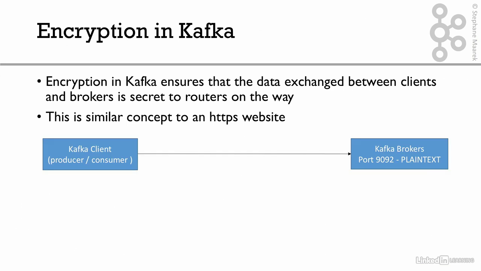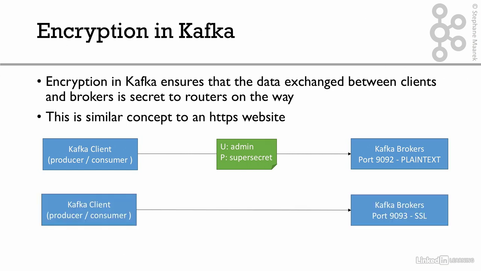So in Kafka, this is what it looks like. We have a Kafka client, a producer or consumer, and it talks to a Kafka broker on port 9092 usually, which is a plain text port. And we send some information. It could be sensitive information. So here's an example, username and password. Usually people don't do that, but it gives you an idea, right?